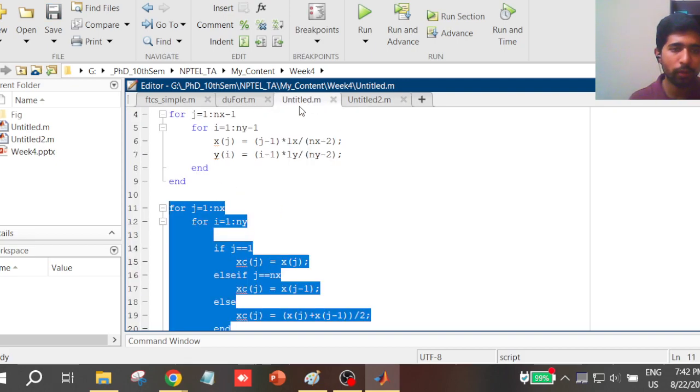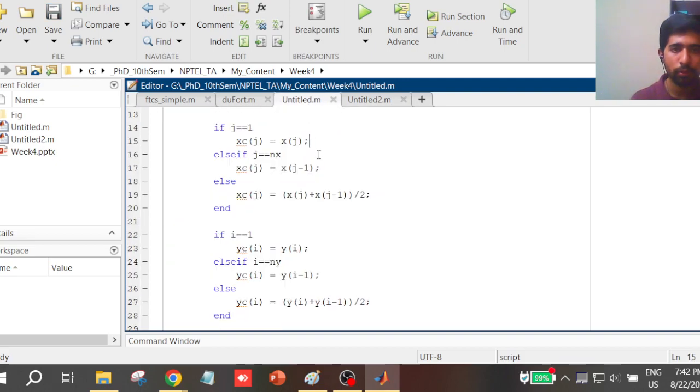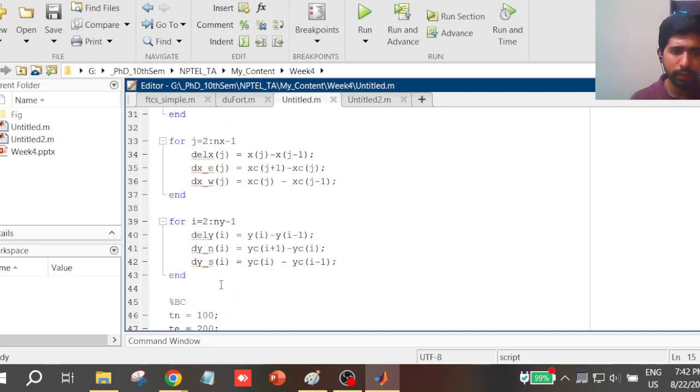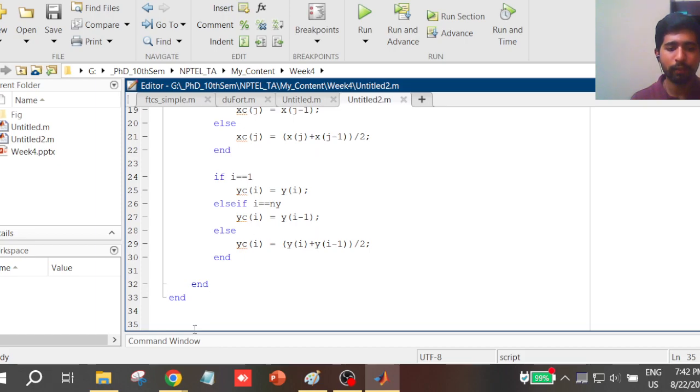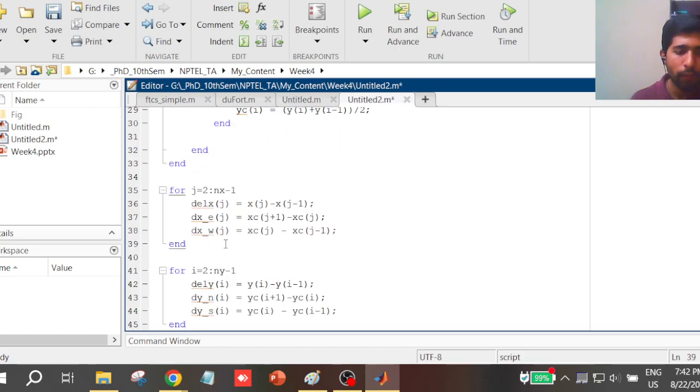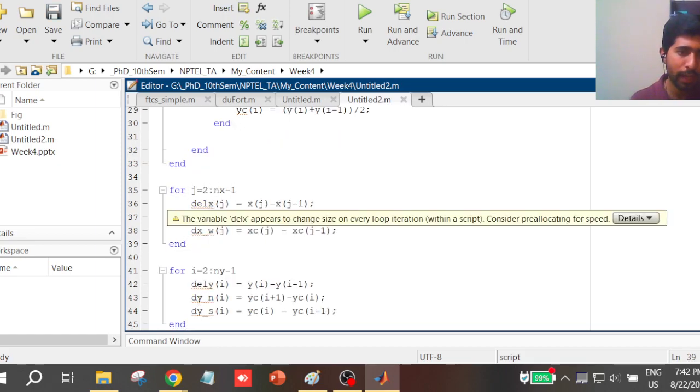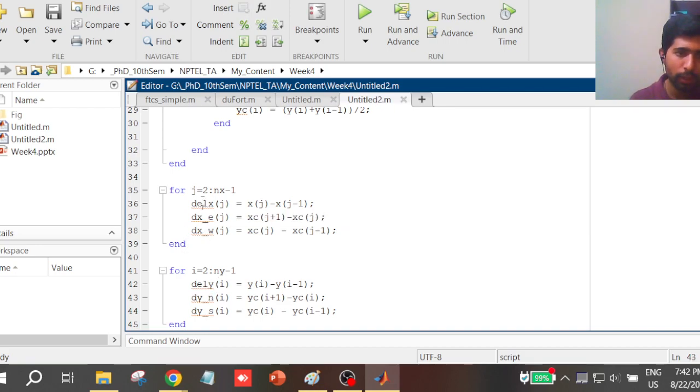Okay, if there are any queries, just write down on the chat box. Okay, now this is very important. After you calculate x and y for a finite volume grid, you have to calculate what is del x and what is del y. So del x is the width of that particular control volume in x direction, del y in y direction.